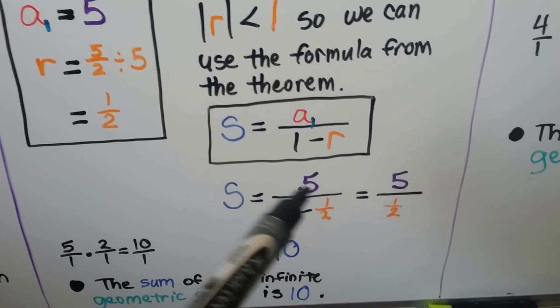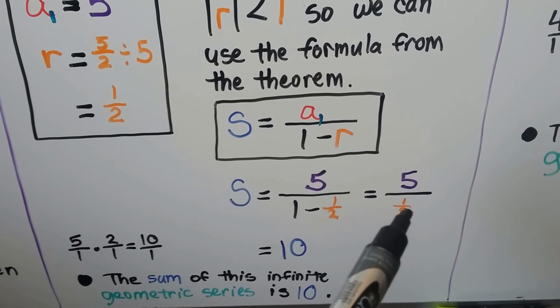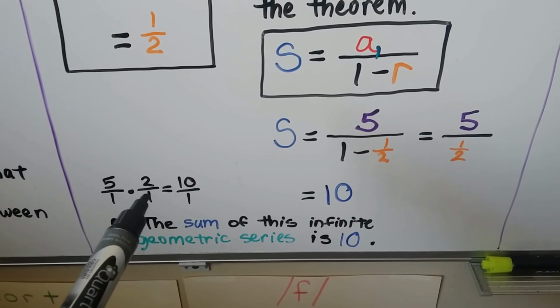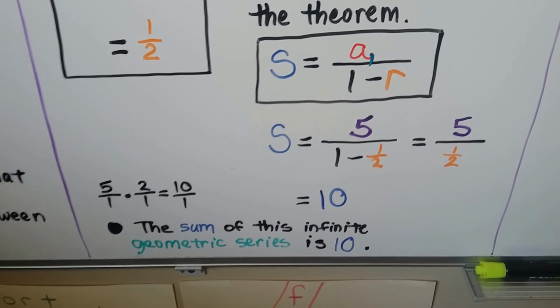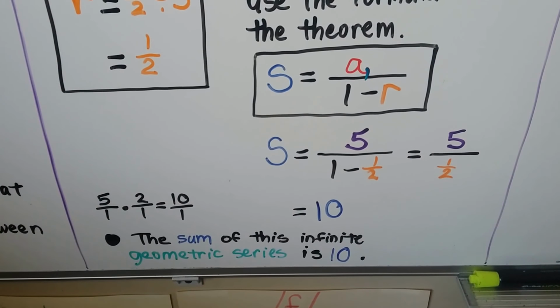Our a sub 1 is a 5. That means 1 minus a half is a half. We have 5 divided by a half. We can do a quick little multiplication and flip it around to the reciprocal, can't we? We get a 10. So the sum of this infinite geometric series is 10.